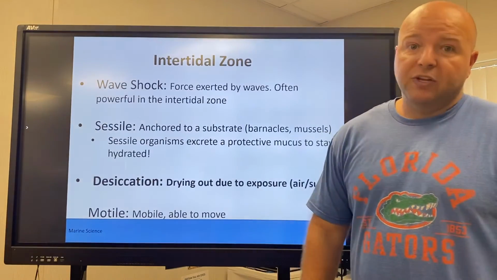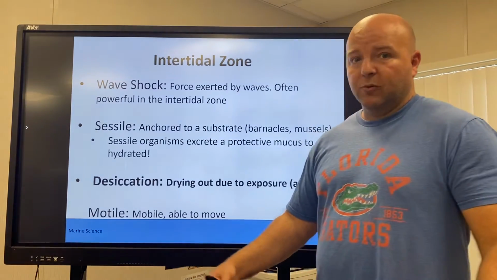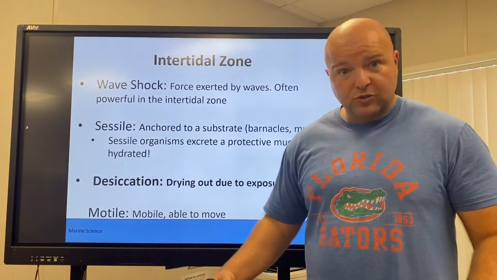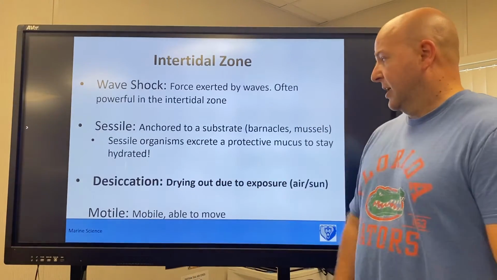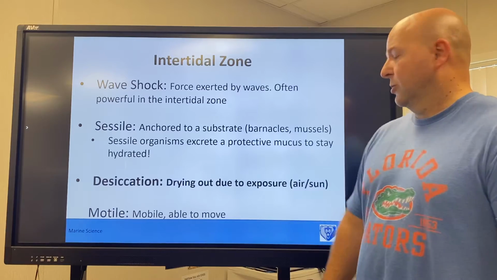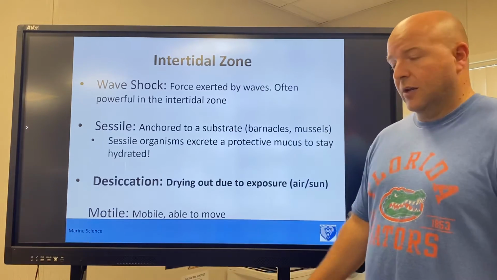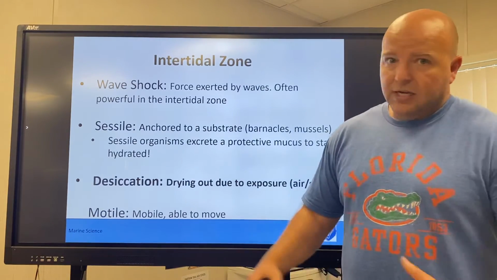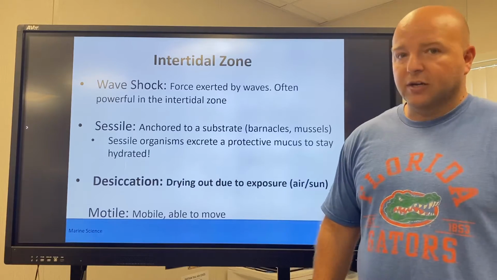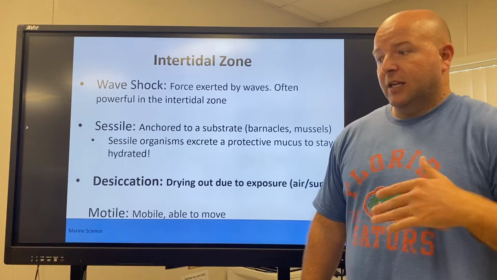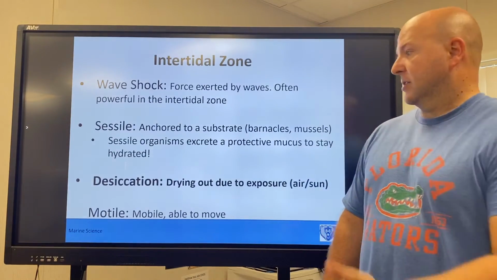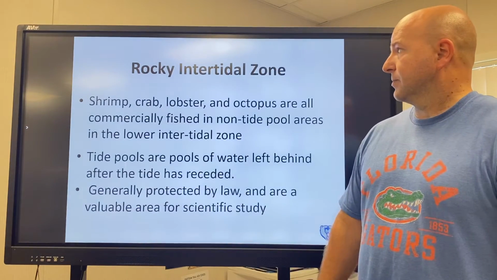Desiccation is one of the dangers that can happen in this zone. We mentioned the idea of too much exposure to the sun and them drying out. When that happens, it's referred to as desiccation, drying out due to exposure to the air and sun for animals that are not adapted to that exposure. They cut it a little too close, they got stuck in a tide pool and should not have, and they may not survive that experience. They may go through desiccation.